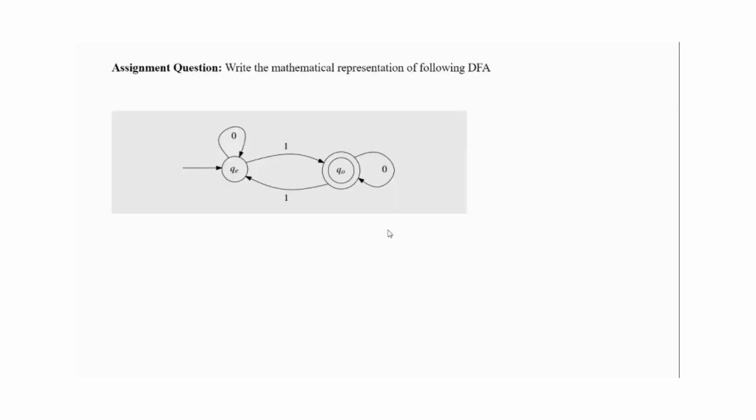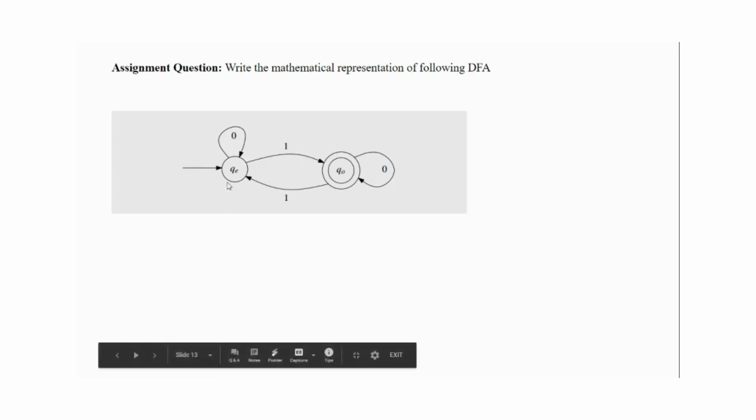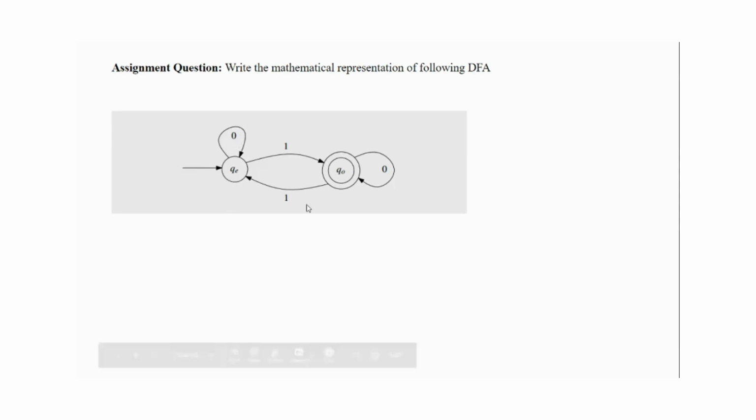Fine. Now this is the assignment question for you. What you have to do is represent this deterministic finite automaton by using mathematical representations. So how many states are given here? We have two states. The name of the first state is Qe and the name of the next state is Q0. What is the input alphabet? You have two characters in the input alphabet, 0 and 1. Which one is the initial state? So this is the initial state. How many final states? Only one final state. This is the final state.